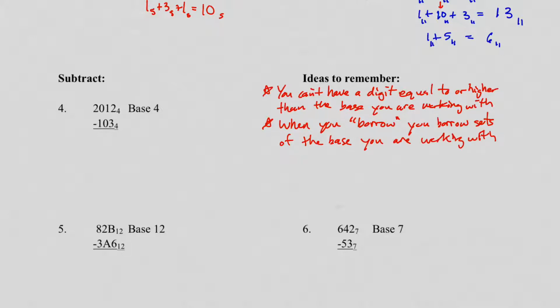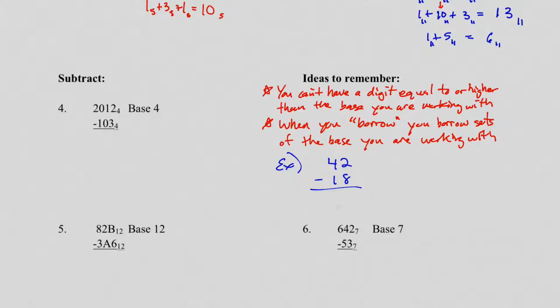Okay, here's an example. Base 10, our system. Again, if you don't understand the borrowing in our system, you're not going to understand the borrowing in other systems. So this is an example, 42 minus 18.